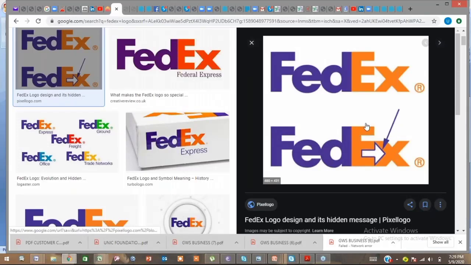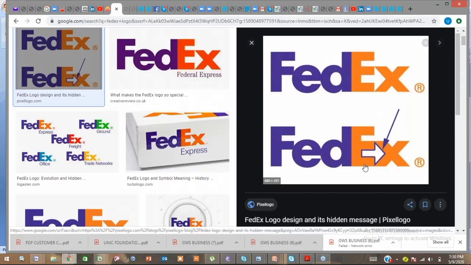Look at FedEx. Do you see the FedEx? The EX has an arrow. This arrow is deliberate. In FedEx, you see this E and X here, there's an arrow. It is deliberate. What it means is moving forward. And one of their aims to move forward is perfect customer relations.